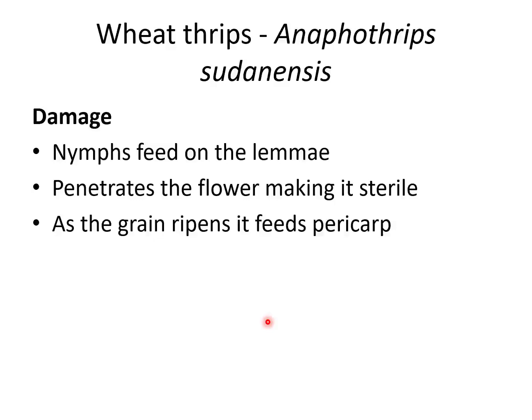So wheat thrips feed on the lemma. Once the grain matures, it feeds on the pericarp. Once it enters the flowers, it makes the flowers sterile. So this is with respect to wheat thrips. We are completing the insect pests attacking wheat. We'll move on to the next crop, that is sorghum.